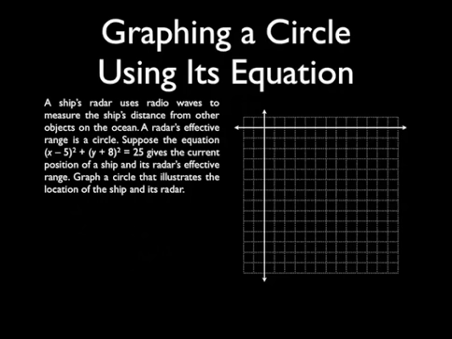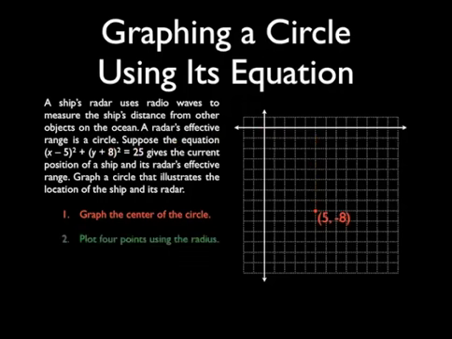Okay, so the position of the ship would then be the center of the circle, and the radar's effective range would then be the circle itself. So again, nothing really big and important there other than the equation of the circle. So since we're asked to graph a circle that illustrates the location of the ship and its radar, let's start by graphing the center. Well, we have 5. Now notice that this is plus 8. So we need to take the opposite of that. Our center is going to be 5, negative 8. So let's go over 5 and down 8. There's the center of our circle, 5, negative 8.